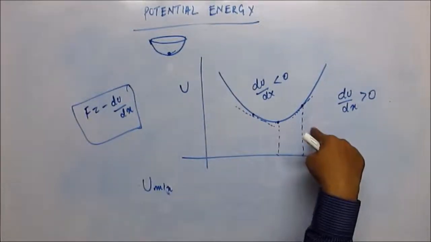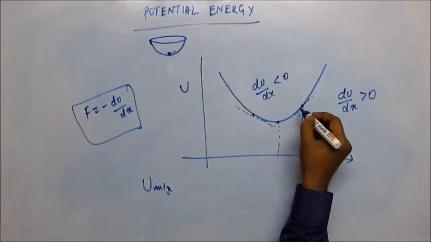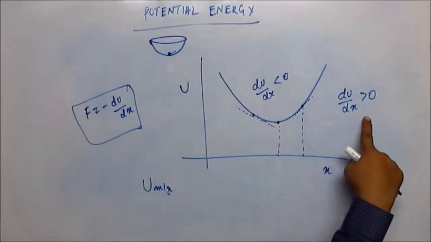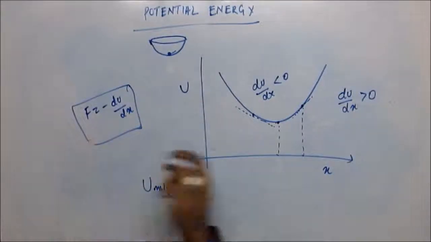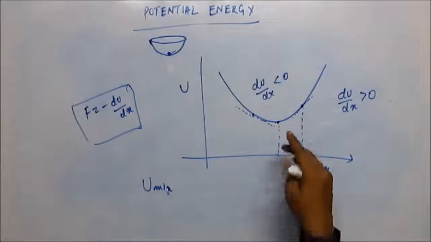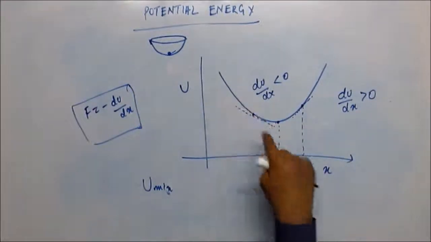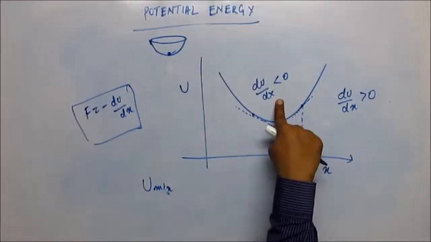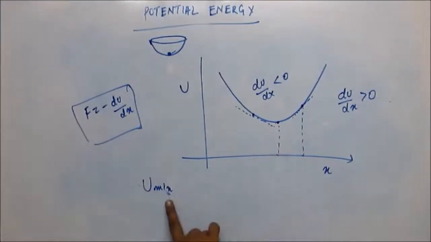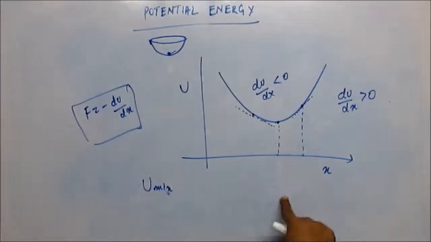Potential energy should be minimum, because after this, if the potential energy increases, then du by dx is positive, force is negative, it brings it back. After this, again, if it increases, then actually du by dx is negative, force is positive, it brings it back. So potential energy being minimum is a complete condition for stable equilibrium.